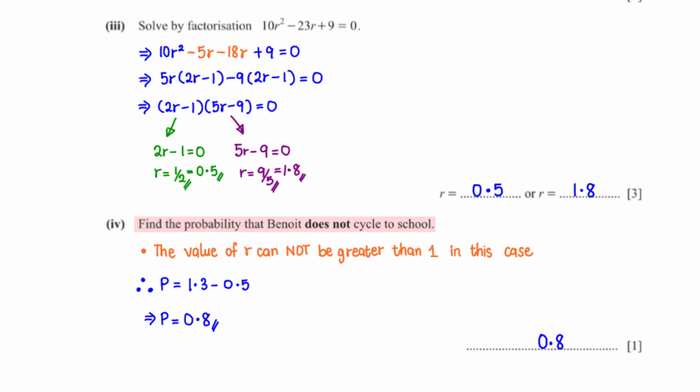Find the probability that Benoit does not cycle to school. In part 3b, we were given the probability that Benoit does not cycle to school as 1.3 minus r. This means the value of r cannot be greater than 1. Therefore, the probability that Benoit does not cycle to school will be 1.3 minus 0.5, which is equal to 0.8.